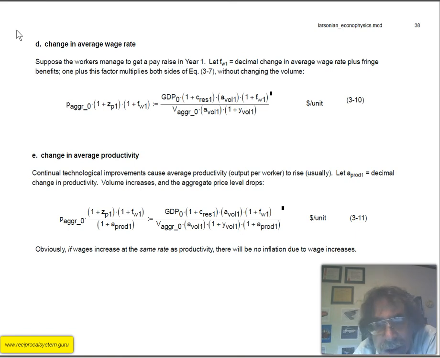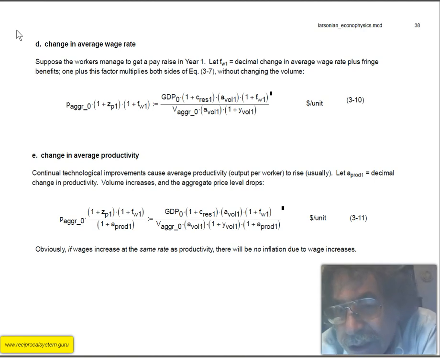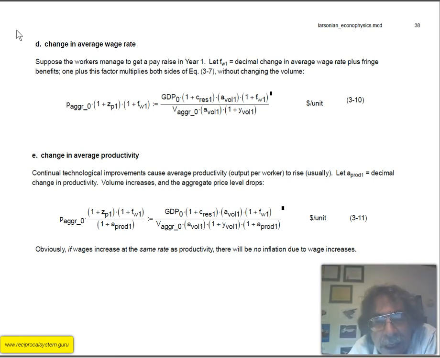So that equals GDP sub 0, that's the base year GDP, times the quantity 1 plus C res 1 times quantity A vol 1 times 1 plus F sub W1. Okay, and divided, of course, by the aggregate level of volume in year 0 times A vol 1 times 1 plus Y vol 1. Now, section E, change in average productivity. This is a very important factor.